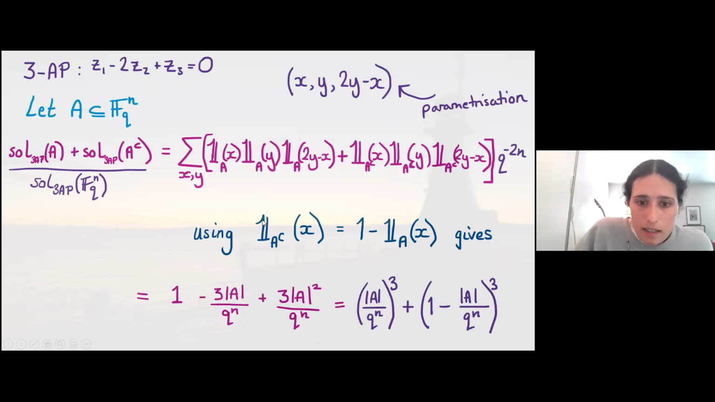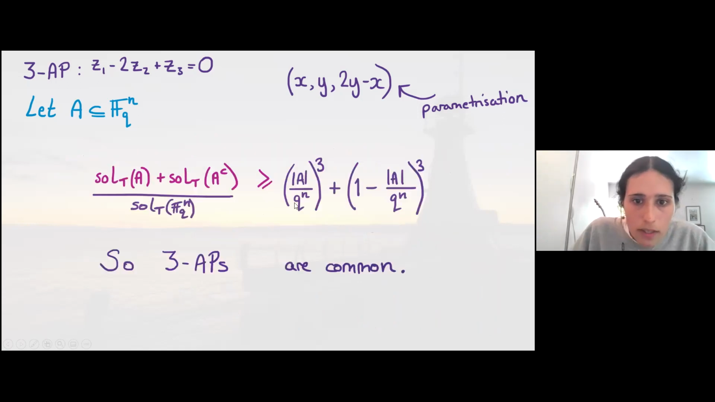Now we can use the fact that the indicator function of A complement is just 1 minus the indicator function of A to rearrange this equation. I'm not going to do the calculation step by step, but you can hopefully believe me that if you substitute this in and multiply it out, what you end up with is exactly this, which is exactly this. In fact, this is an equality here, but this is what we wanted to compare it to. So this is precisely the expected number of monochromatic solutions in a set of density size A.